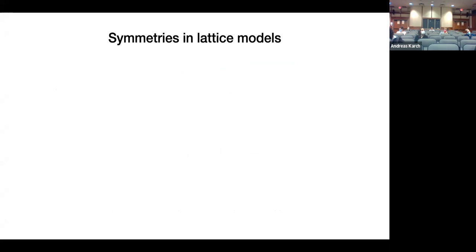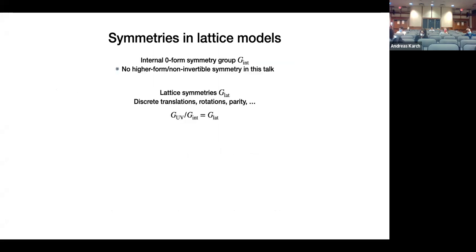All right, so now let's also discuss symmetries in lattice models. Again, in the lattice model, we can have zero-form global symmetries. I won't have higher-form or non-invertible symmetries in this talk, just old-fashioned zero-form global symmetry. In a lattice model, we also have lattice symmetries, which will be called G lattice, and they consist of discrete translations, discrete rotations, or parity symmetries, etc. So that's the space group of the lattice.